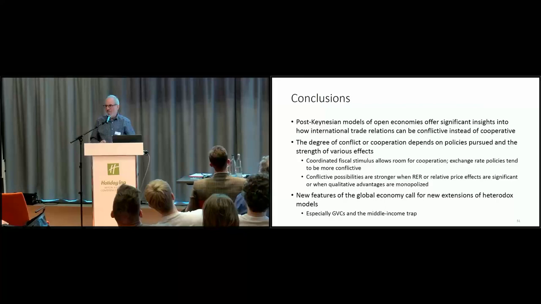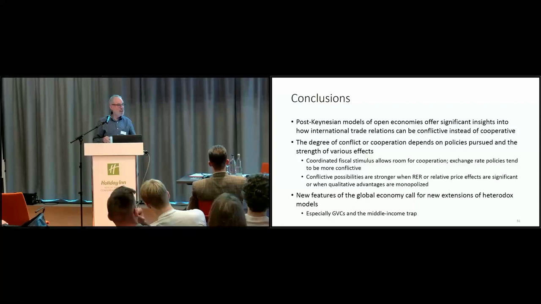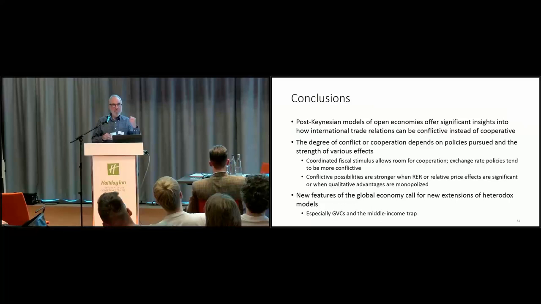So to summarize, post-Keynesian models of open economies offer a lot of insights into how and under what conditions international trade relations can be conflictive or conflictual, if you prefer that, instead of cooperative. The various parameters and effects and elasticities in this model determine how important that is or not, or whether the conflict is stronger or weaker, especially the more that real exchange rate effects or relative price effects are strong, the more possibility for conflict there is. If those effects are weak, as some people claim, then there's frankly less room for conflict.